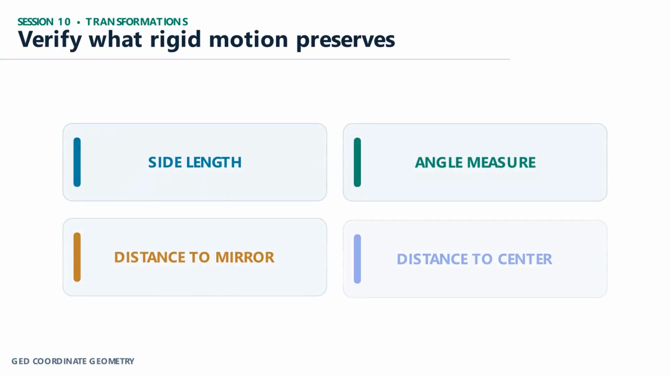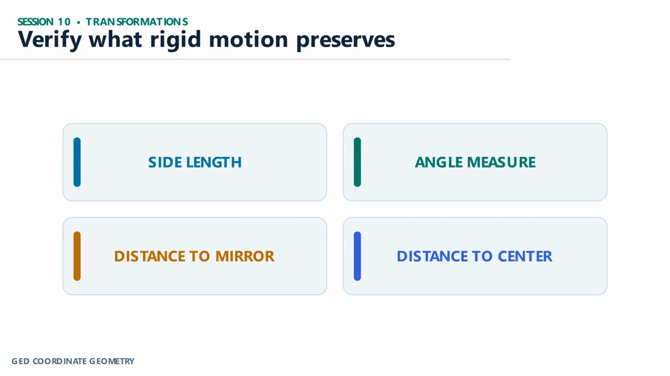Verify rigid transformations with invariants. Corresponding side lengths should match. Angle measures should remain equal. And every translated point should use the same vector. For reflections, corresponding points lie equal distances from the mirror line. For rotations, each point remains the same distance from the center. These checks expose sign or coordinate order errors.